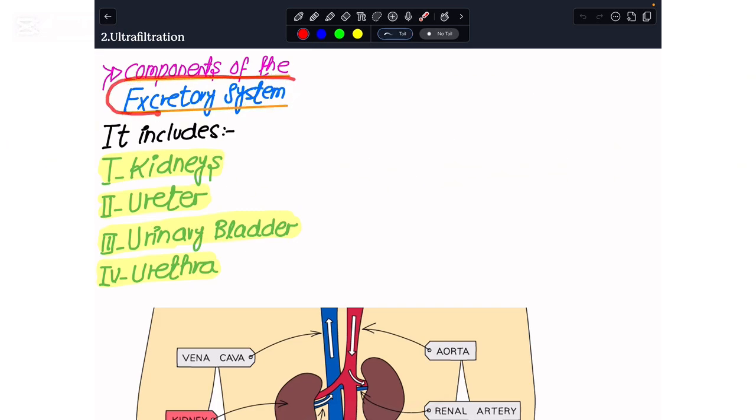We refer to this as the excretory system. As far as this excretory system is concerned, we must know what components or organs make it up. There would be a pair of kidneys, a pair of ureters, then the urinary bladder that I am writing over here, and at the end, this excretory system would eliminate at the point of the urethra.